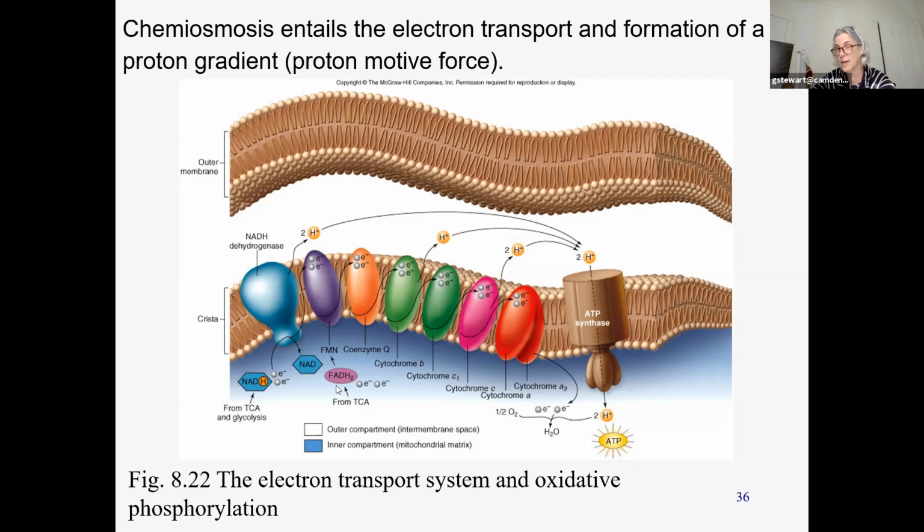FADH2, lower potential energy. It's like the fancy chemistry way to say it. Lower potential energy only brings fewer protons and fewer electrons to the electron transport chain. So we only get 2 ATP for every FADH2 that comes to the electron transport chain. We only get 2.